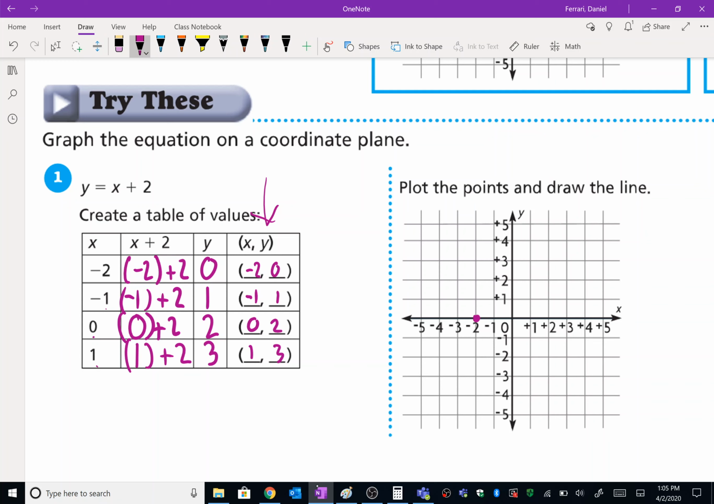Okay, the next one, I go left to negative 1. Remember, negative 1 is my x-coordinate. And then I go up to positive 1. For the next one, my x-coordinate is 0. I go up to 2. And finally, 1, 3. Now you'll notice, these points made a straight line, right? So if you've done your table correctly, you should end up with points on a straight line.